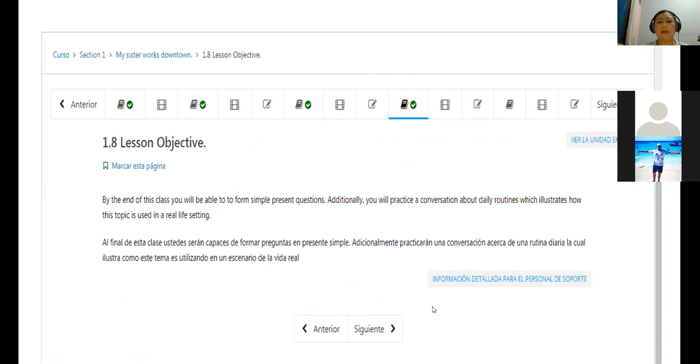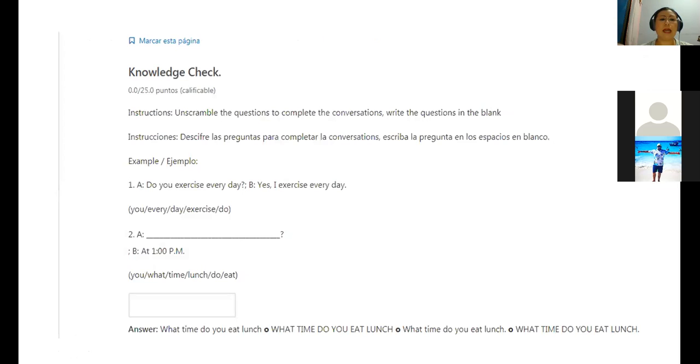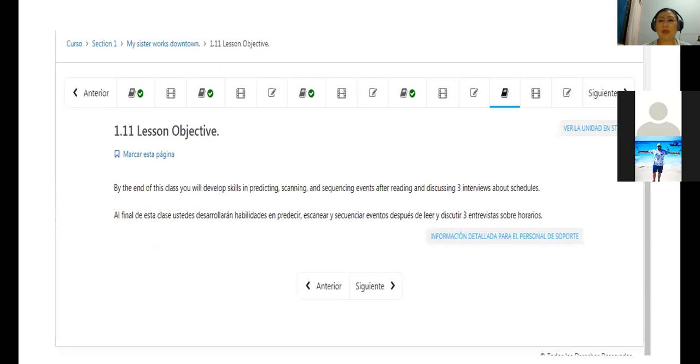Then we are going to talk about simple present questions. Additionally, we'll practice a conversation about daily routines that illustrates this topic. So this is going to be covered today. Last night, we already started with the questions in the simple present using the auxiliary do and the auxiliary does, but today we are going to reinforce that topic. And then we will finally go to the knowledge check in order to conclude.